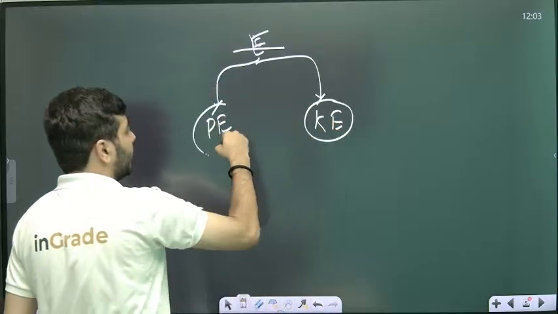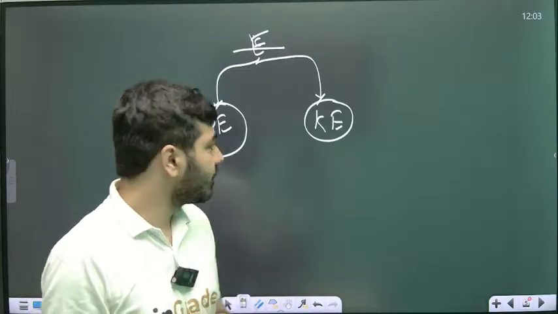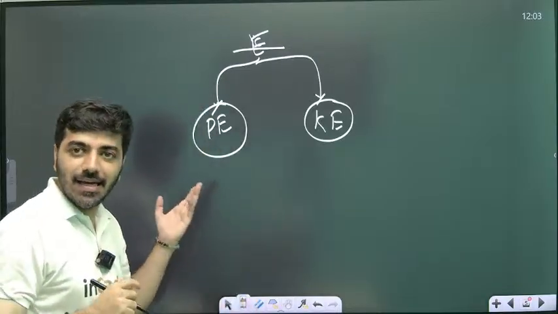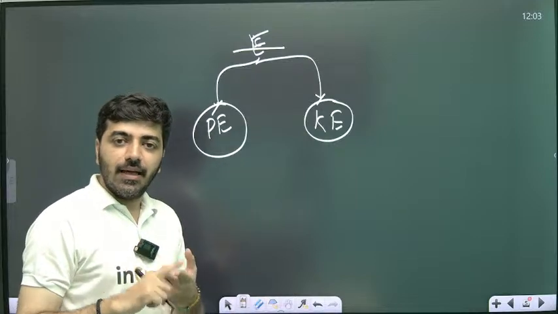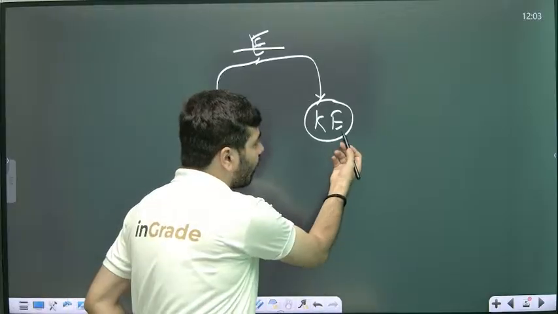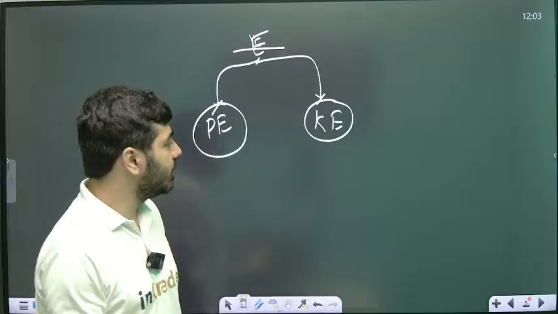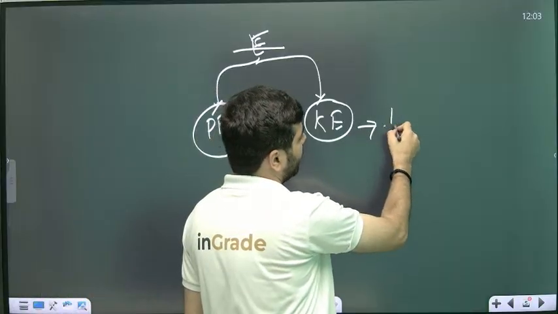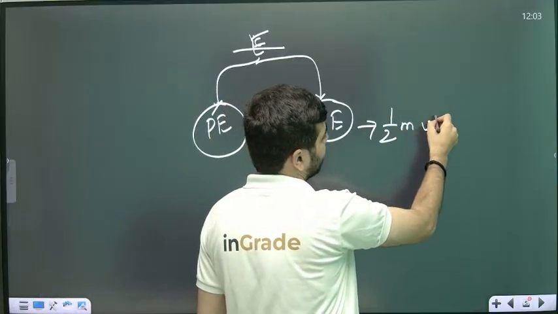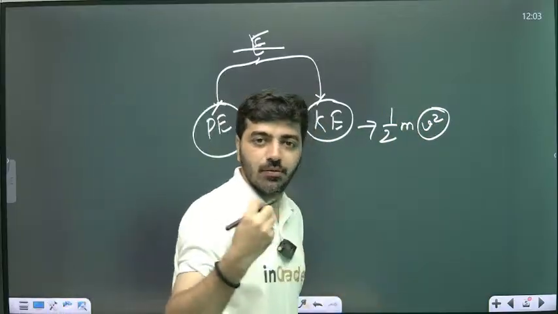I told you that potential energy is because of the state of that body. If the body is at rest, then the body has potential energy because of its molecules. If the body is in motion, then because of that motion there is kinetic energy. The formula of kinetic energy is half m v square. V is the velocity of that object, m is the mass of that object.